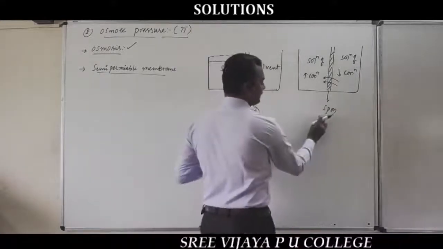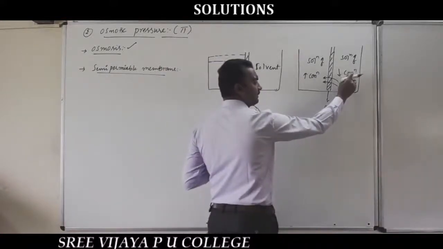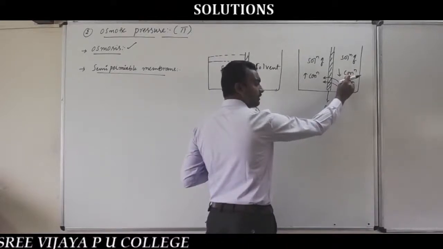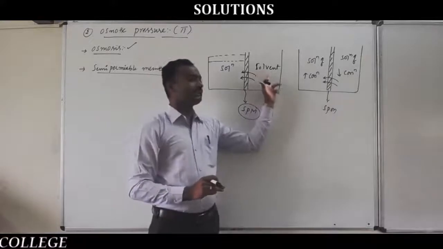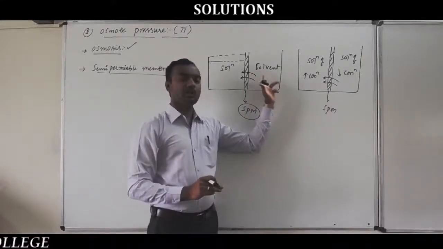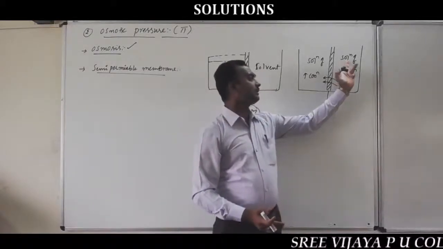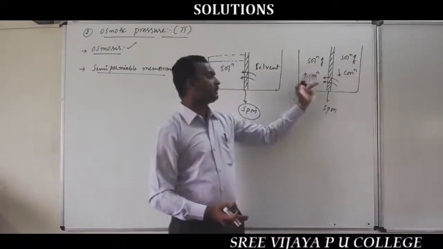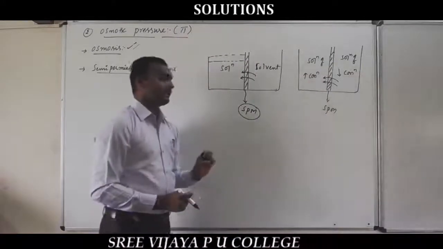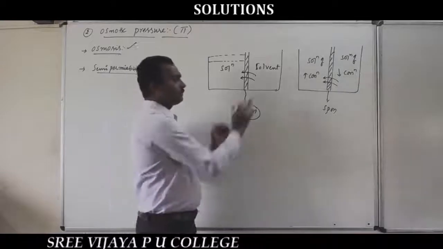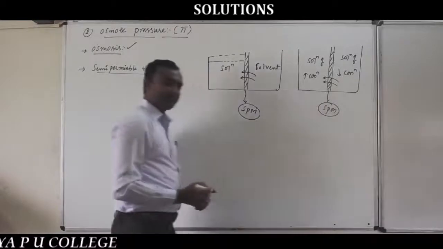So that is the meaning of osmosis: the movement of solvent molecules from solvent to solution side through a semi-permeable membrane, or, defined another way, the movement of solvent molecules from a solution of lower concentration to a solution of higher concentration through a semi-permeable membrane. That is called osmosis. So that's the concept of osmosis. And then, what is meant by semi-permeable membrane?